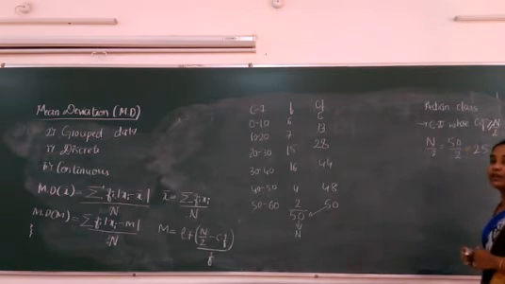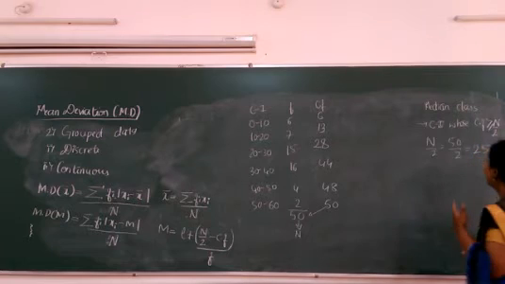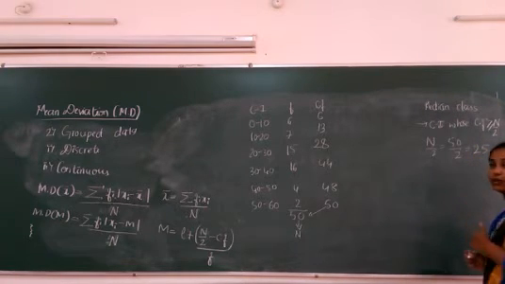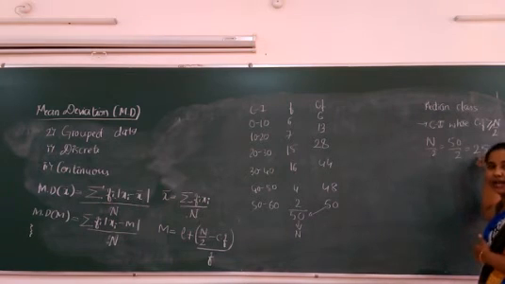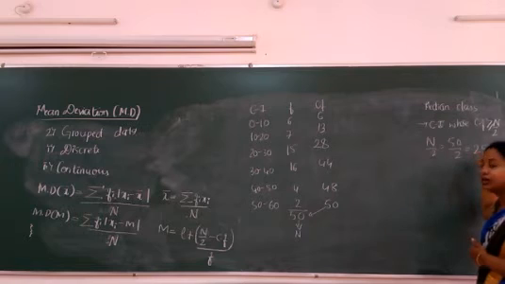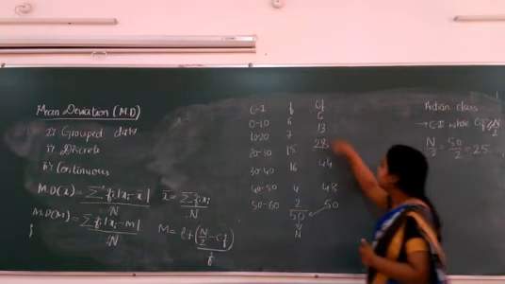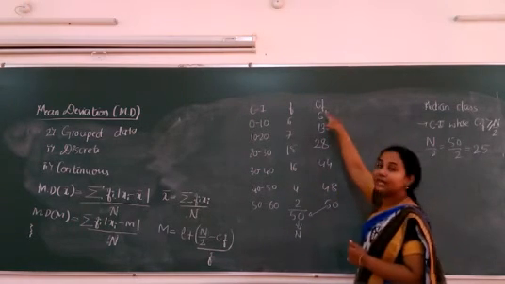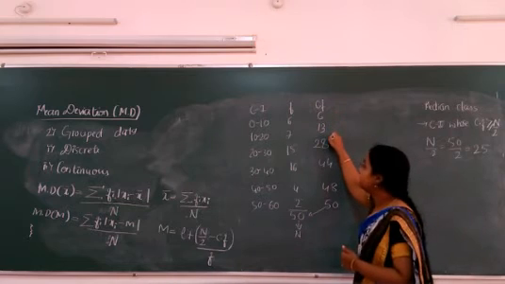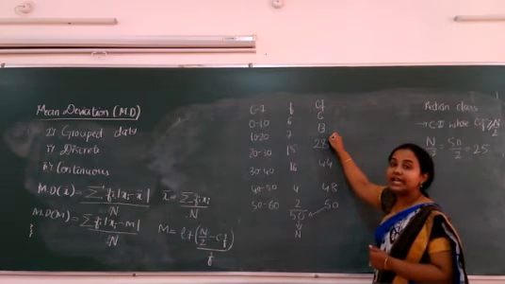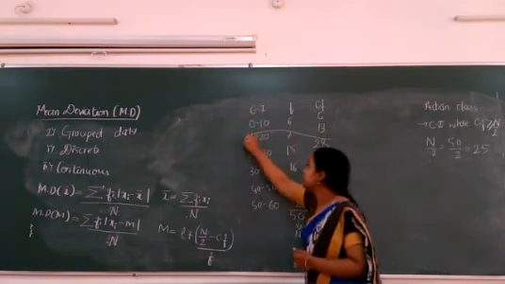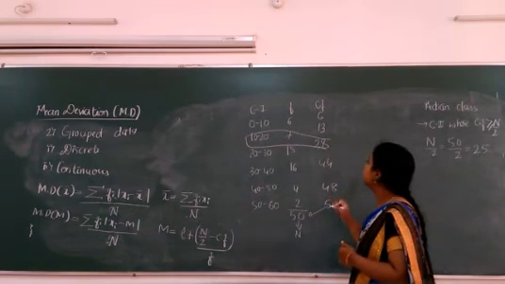So in the cumulative frequency column, we need to find a cumulative frequency which is greater than or equal to n by 2. That is, it should be either greater than 25 or equal to 25. Greater than 25 means nearing 25. So which cumulative frequency is nearing 25 here? It is 28. So this class will be the median class.